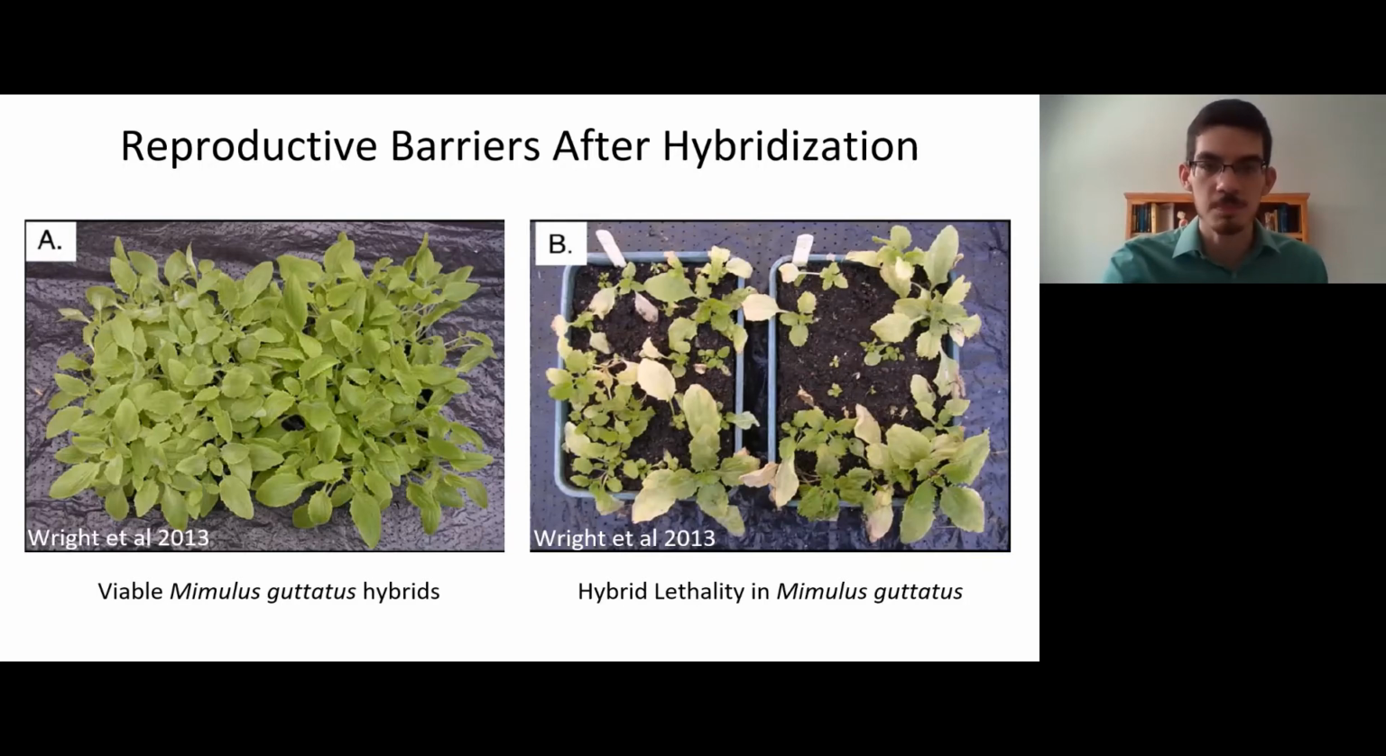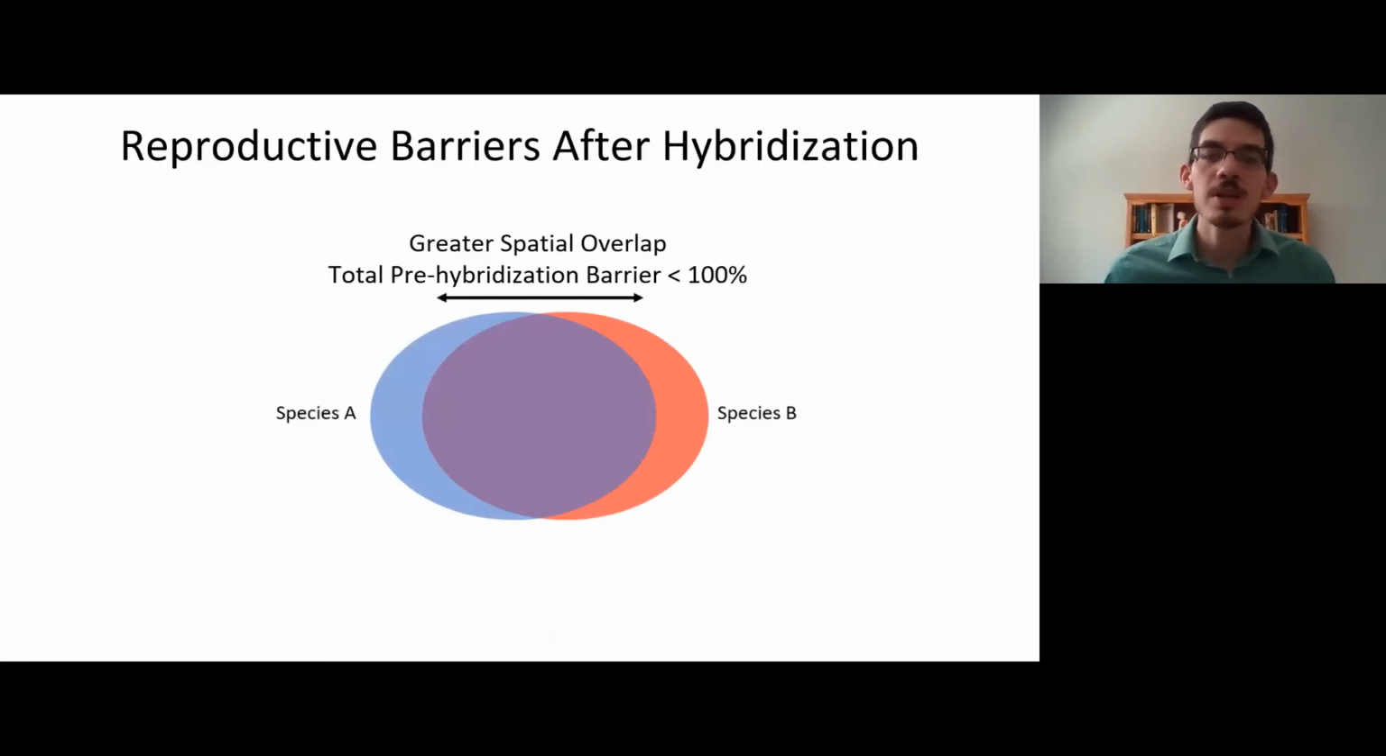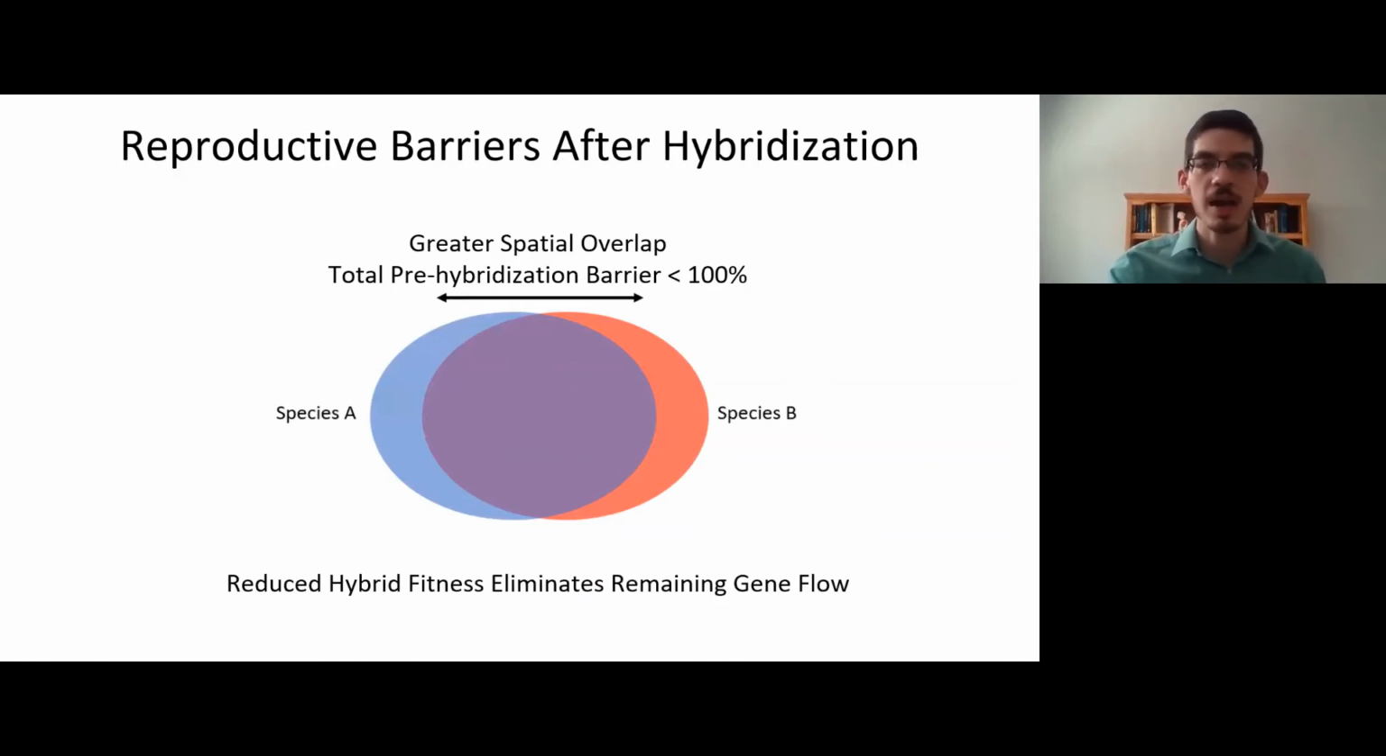therefore eliminating any gene flow. So what this would look like conceptually is those pre-hybridization barriers actually do quite little to limit gene flow, and of course their spatial overlap is quite complete. However, that really strong reproductive barrier provided by the lethal hybrids completely eliminates any potential gene flow.